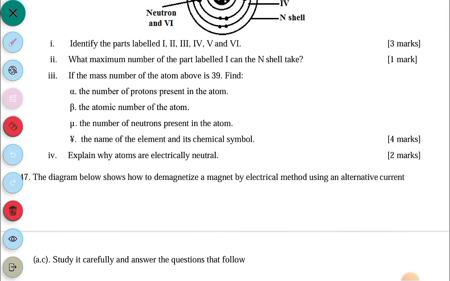The next question says, explain why atoms are electrically neutral. Atoms are electrically neutral because the number of electrons equals the number of protons. So they cancel out.